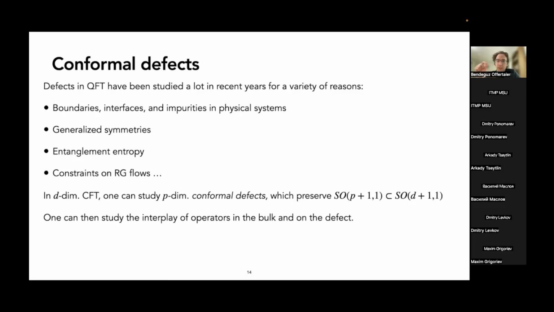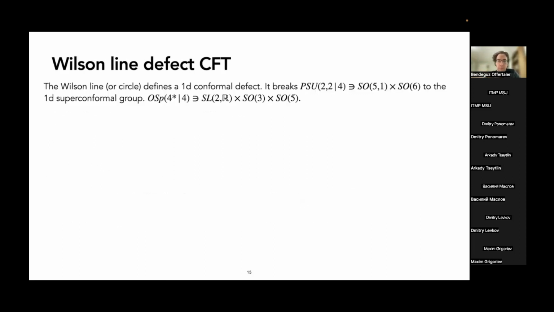And if we restrict our attention to operators just on the defect, then we can think of it as a lower dimensional CFT. So just in this way, the Wilson line or Wilson loop defines a one-dimensional conformal defect. In particular, it breaks the superconformal group of N=4 super Yang-Mills to a 1D superconformal group, which includes, in addition to the 16 fermionic generators, the bosonic subgroup SL(2,R) × SO(3) × SO(5).